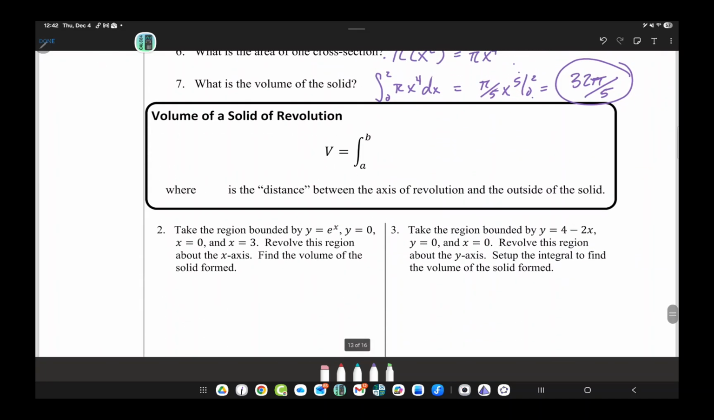So our formula that we are going to use is pi, the integral from a to b of pi times the radius function squared dx, where again r of x is the distance between the axis of revolution, which in this case is the x or y axis. Again, for this half of the day's lesson, x or y axis.